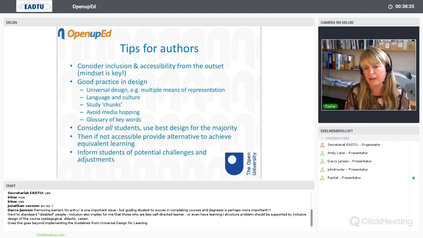The study chunks there, again, you'll be familiar with that in designing materials, but that's something that benefits all students, and particularly thinking about students that study with fatigue or students that have mental health issues. So think about small sections and how you chunk the study up.